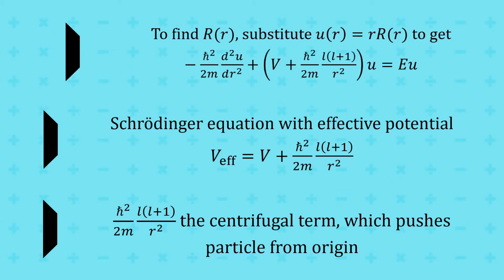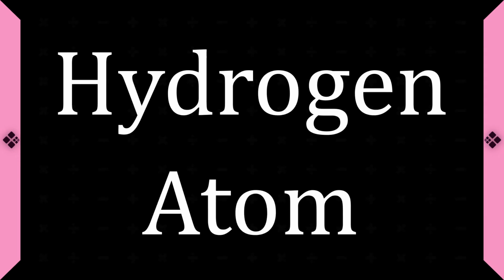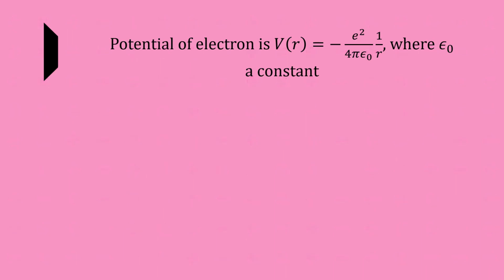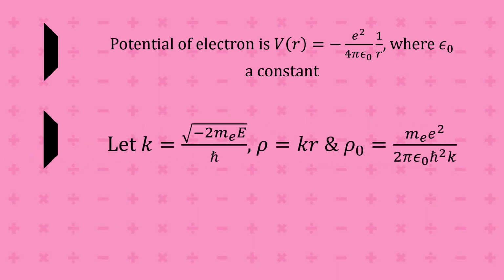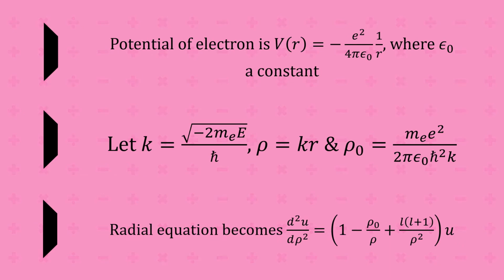To find R of r, we substitute u of r is equal to r times R of r to get the radial equation. This is the one-dimensional Schrödinger equation with effective potential given by this expression here. The extra term is the centrifugal term, which pushes the particles away from the origin. Note that the normalization condition becomes this equation here. Now we're going to apply this to the hydrogen atom.